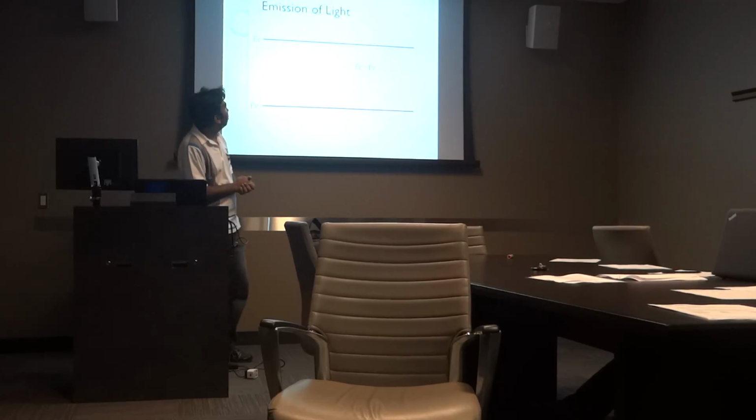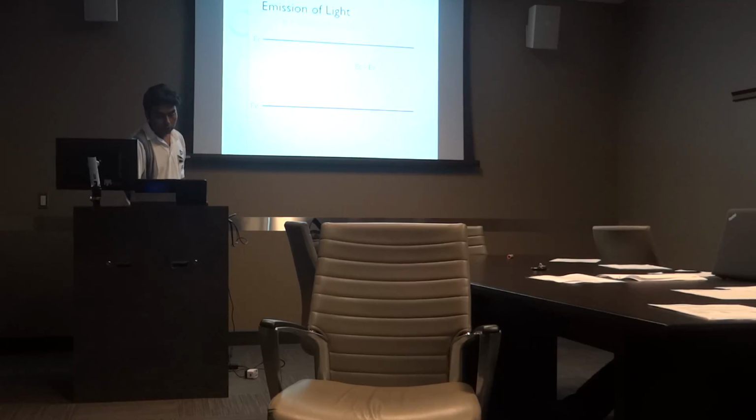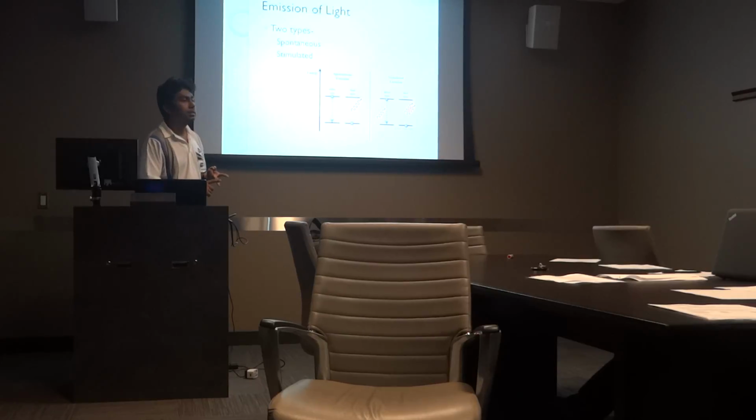So now, what is the emission of light? We know that in thermal equilibrium there are some electrons in the conduction band, and sometimes some of the electrons relax down to the valence band and emit light, and the energy of this emitted light is equal to the difference of the energy of the conduction band and the valence band. Okay, so this emission can be classified into two types. Number one, spontaneous emission, and number two, stimulated emission.